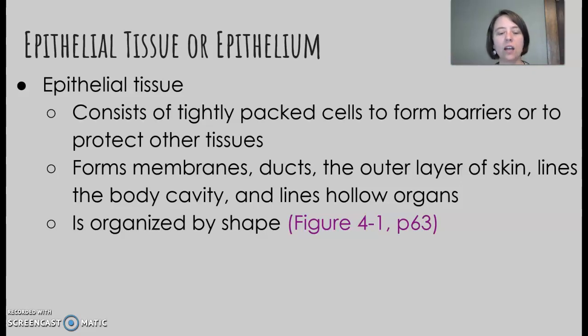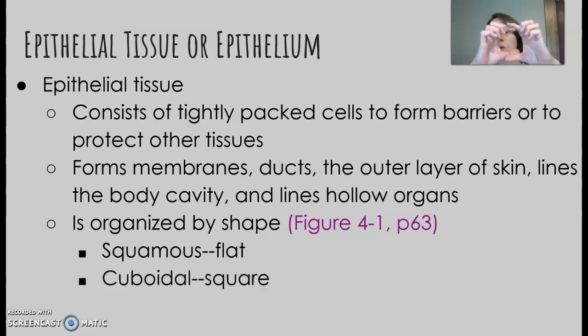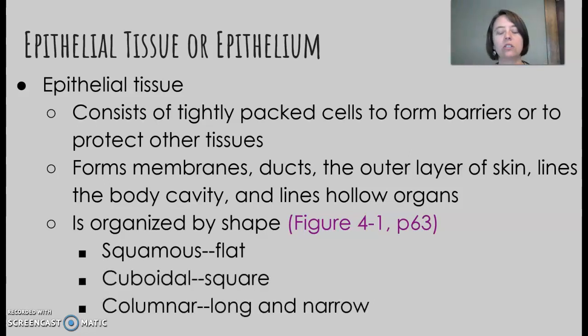So how do we organize all these different ones? Well, one way we organize them is by shape. Squamous is a flat cell. Cuboidal is a square cell. And then columnar is a long and narrow cell. And if you look on page 63, there's some nice pictures of squamous, cuboidal, and columnar cells and where they're found in the body.